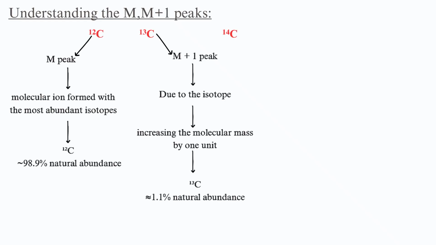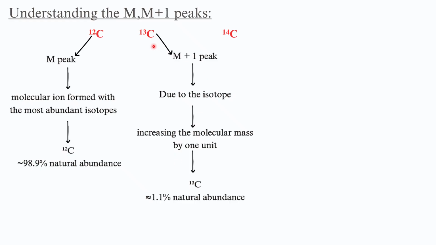Here we are taking the example of carbon. Carbon exists in three isotopes: carbon 12, carbon 13, and carbon 14. The difference between the three isotopes is that their abundance is different. Since their abundance is different, the one which is more abundant will be formed in more amount. Hence, the height of that peak will be more than that of the others. Carbon 12 is most abundant among all three. Hence, we call the peak formed due to carbon 12 the M peak.